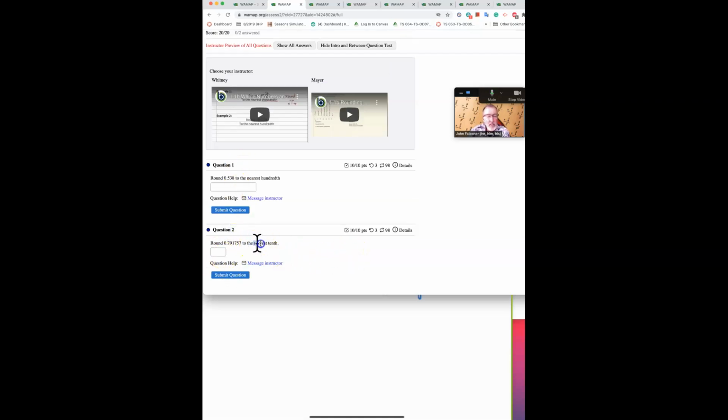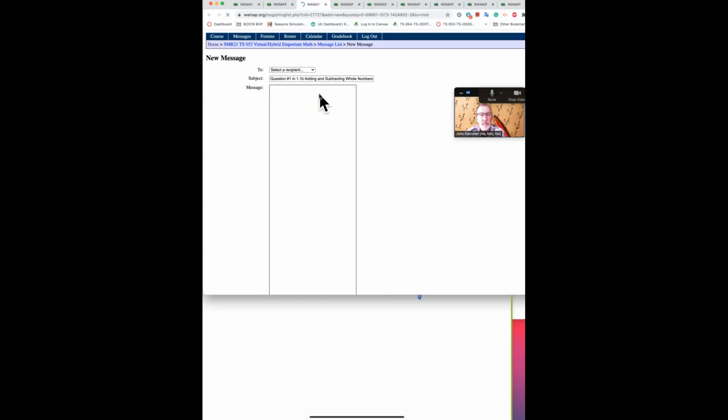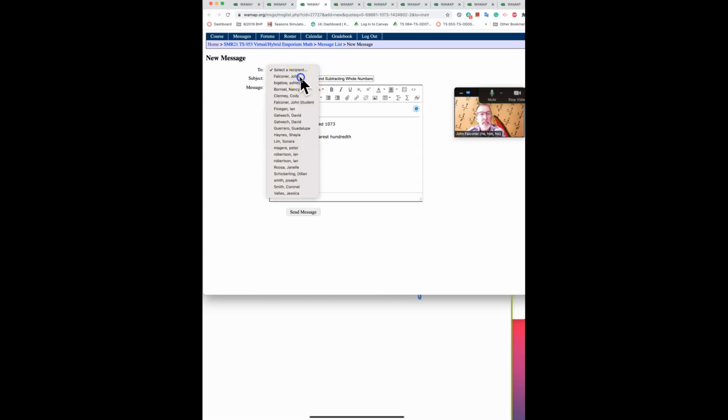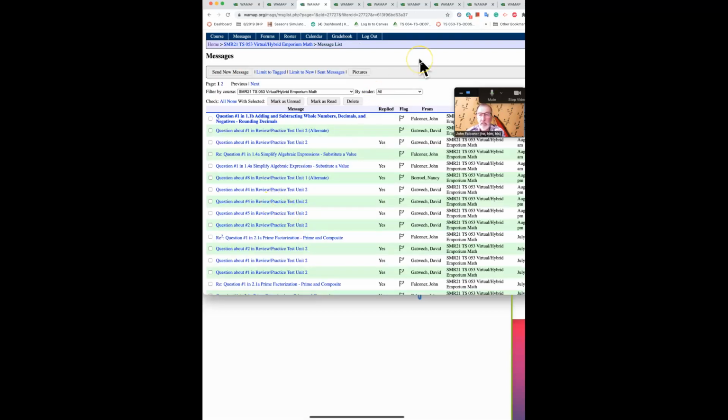And watch for the column you're supposed to look at. In this one, nearest tenth, that's where the 7 is. And nearest hundredth, I think this is the same as it was the first time. That's the second number there, two places to the right of the decimal point. So give those a try. If you run into trouble, please message me through WAMAP. Just click the message instructor button. Pick a recipient, and that should be me. And then just click send, and I'll get that. I'll try to get back to you within 24 hours. All right, go ahead and give it a try. Good luck.